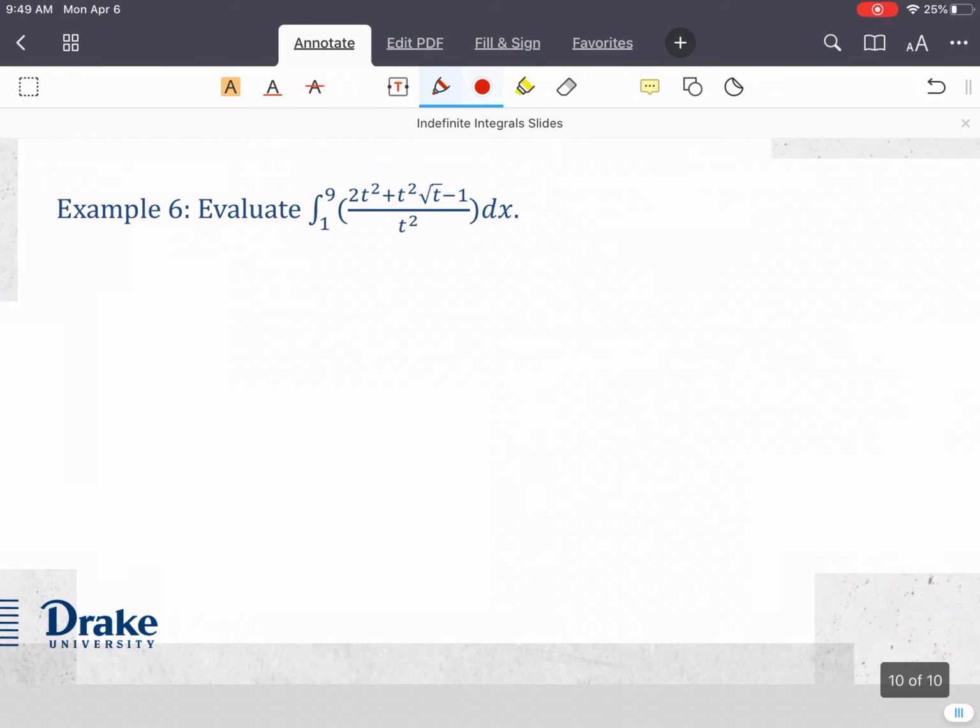Let's take a look at this next example. We're going to evaluate the definite integral from 1 to 9 of (2t squared plus t squared times square root of t minus 1) divided by t squared dt. This is supposed to be dt.